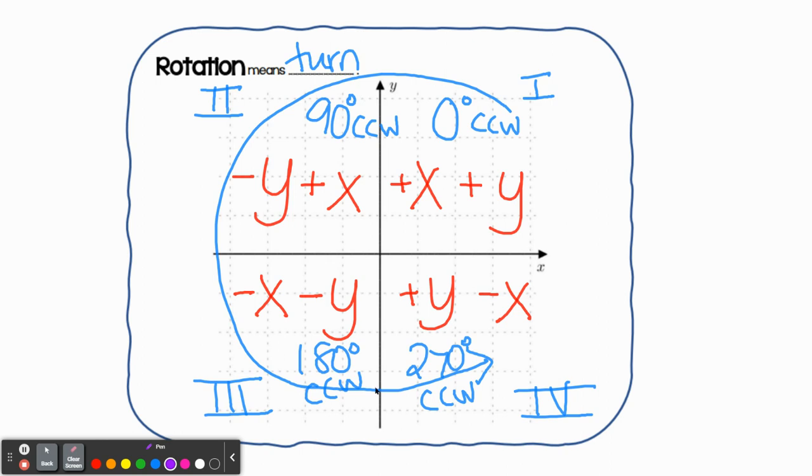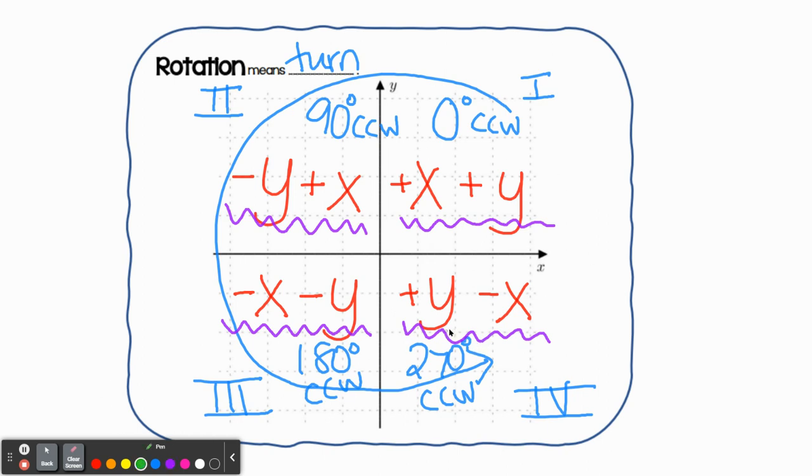Now these are my rules. Anytime I say I made a 90-degree counterclockwise turn, this is my algebraic expression. If I say 180, this is my algebraic expression. 0 degrees, x comma y, and 270 counterclockwise, this would be my algebraic expression.